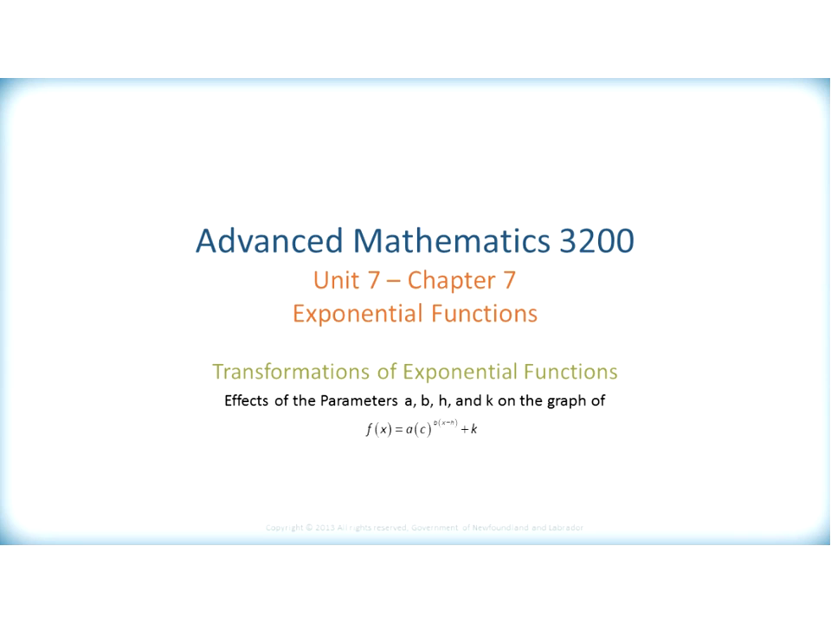Okay, in this lesson we're into Unit 7, Chapter 7, Exponential Functions again. We're looking now at transformations of exponential functions. We're going to look specifically at the effects the parameters a, b, h, and k have on the graph of f(x) = a·c^(b(x − h)) + k. So these four parameters, how they affect the graph of the function.